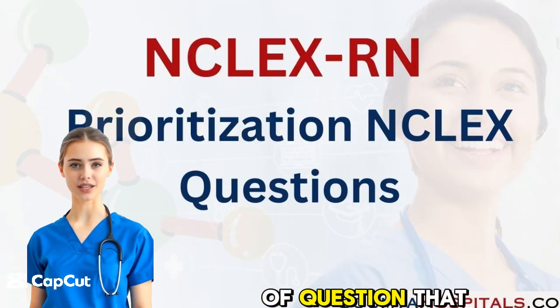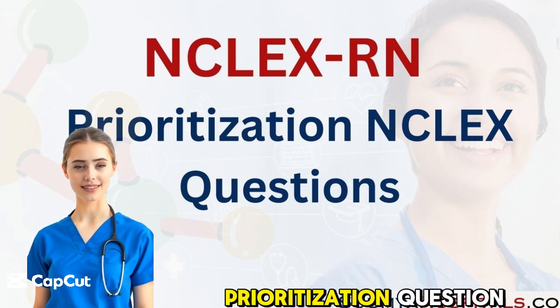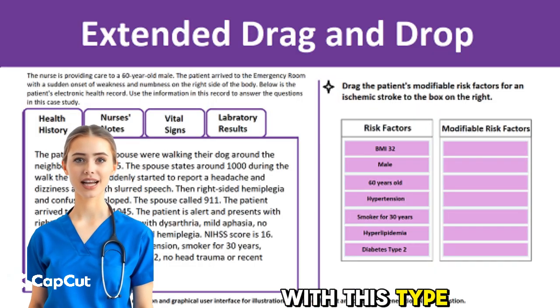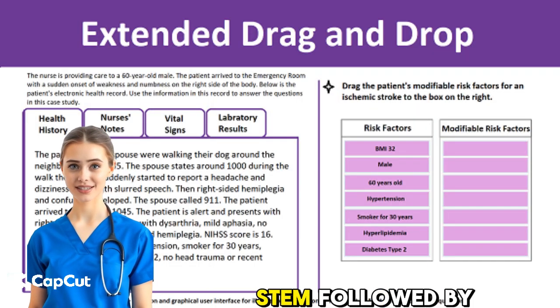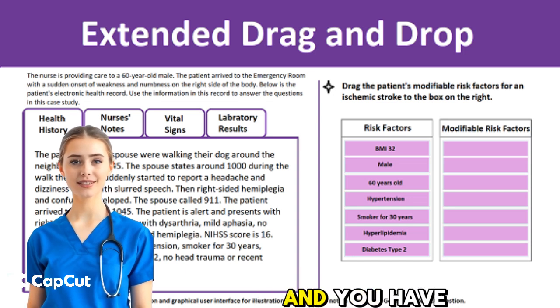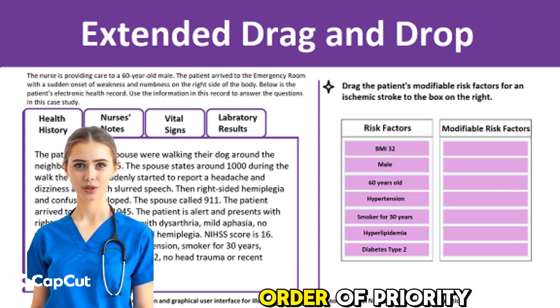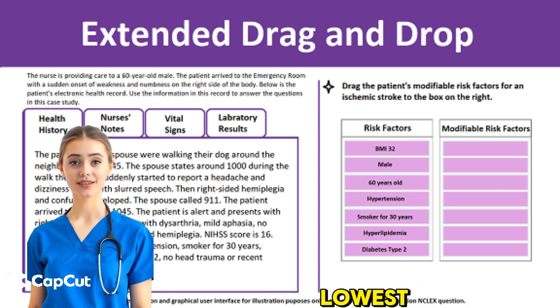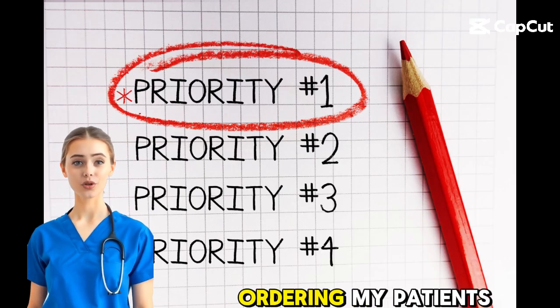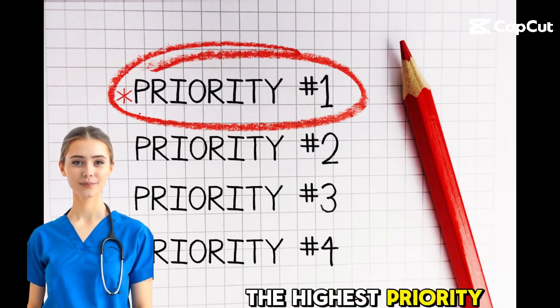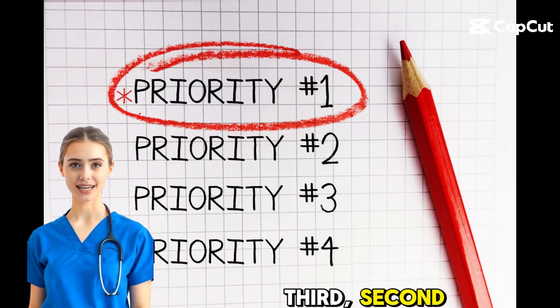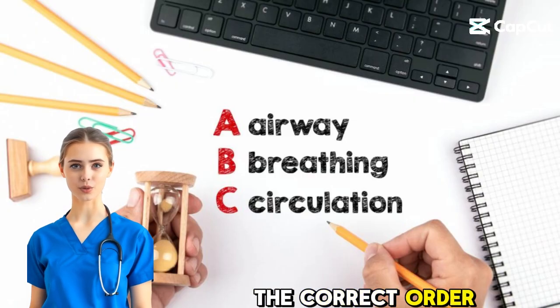The next type of question that you might see is called a prioritization question. With this type of question, you'll see a question stem followed by 4 options, and you have to drag and drop them in order of priority from highest to lowest. So, for example, if I were ordering my patient's care, I might put the highest priority first and then 4th, 3rd, 2nd. That would be the correct order.